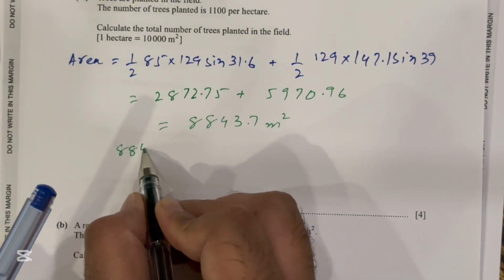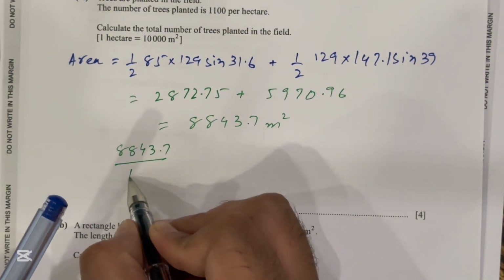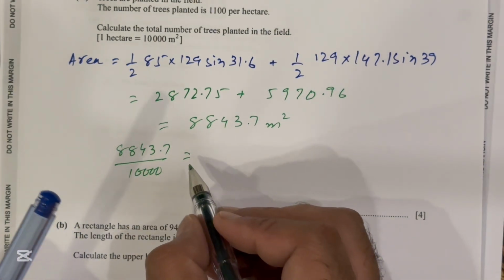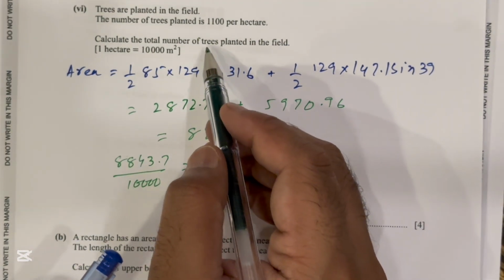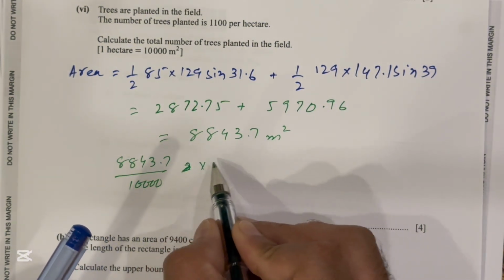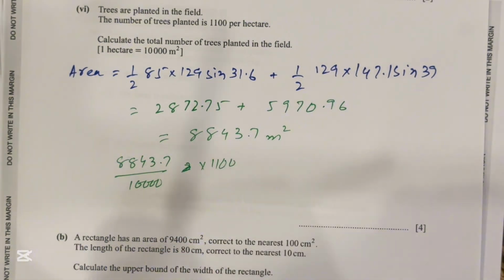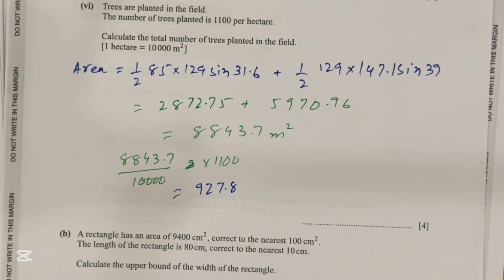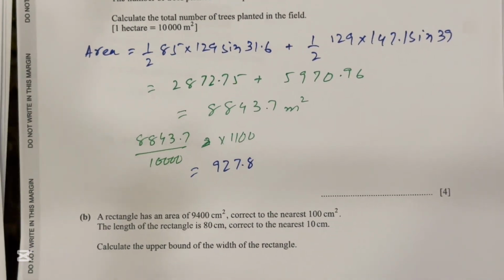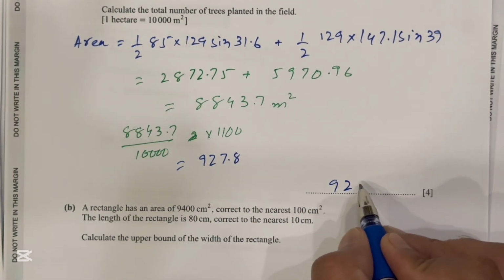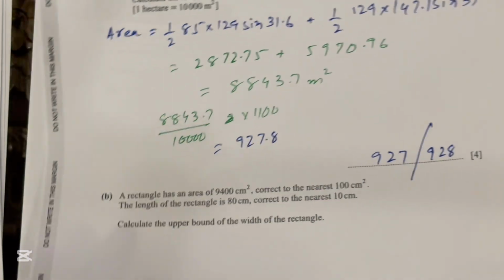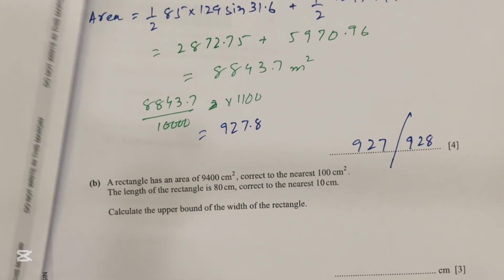Now you need to convert it into the hectare, and hectare is by dividing it by 10,000. So divide this 8843.7 divided by 10,000. You get the answer. And also you need to calculate for 1100 per hectare, so you need to multiply it by 1100 and you get the answer, that is equal to 927.8. But trees cannot be in terms of fraction, so you can either write answer as 927 or 928. Both answers will be considered correct, so it's your choice.